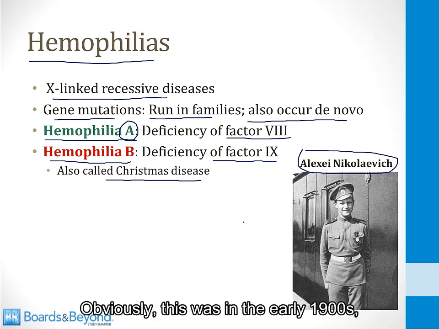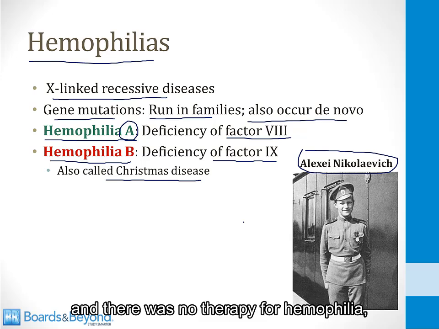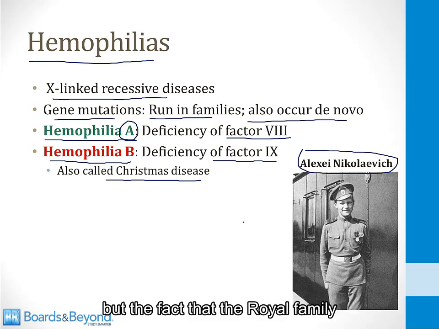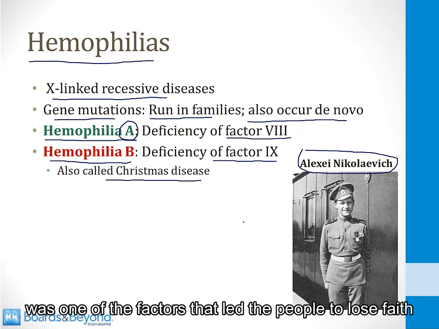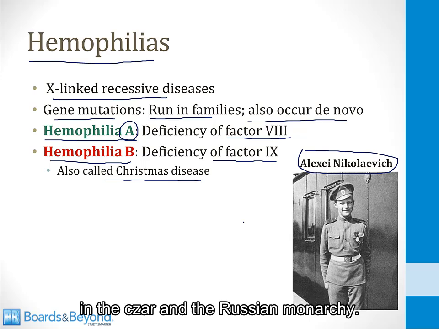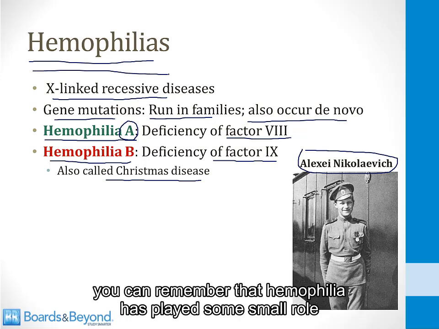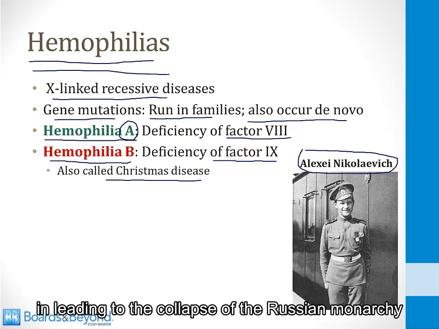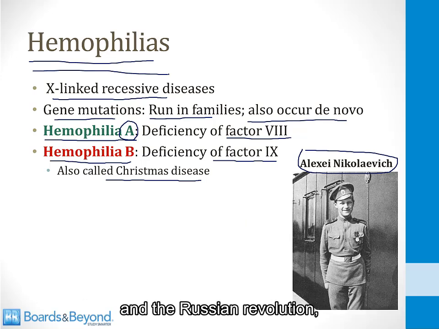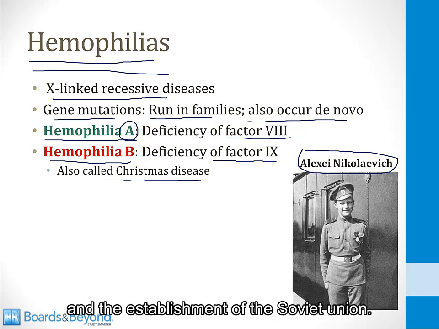This was in the early 1900s, and there was no therapy for hemophilia. But the fact that the royal family was using this mystical healer was one of the factors that led the people to lose faith in the Tsar and the Russian monarchy. So when you look at a map of the globe and you see the Soviet Union, you can remember that hemophilias played some small role in leading to the collapse of the Russian monarchy and the Russian Revolution and the establishment of the Soviet Union.